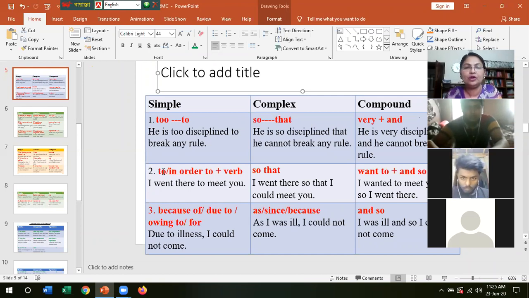This is a very important rule. You will always find questions following this rule in the SSC test, pretest, in every exam. I went there to meet you. This is a simple sentence because there is only one subject, I. To make it complex, we must use so that. I went there so that I could meet you. We know the structure of so that. In so that, we must use subject plus can or could. If the sentence is in past form, then could. And if the sentence is in present form, then can. Since can and could are both modal verbs, we must use the present form of the verb. That is why we have used meet. So if there is to or in order to plus verb in a simple sentence, to make it complex, we must use so that. That is, I went there so that I could meet you.